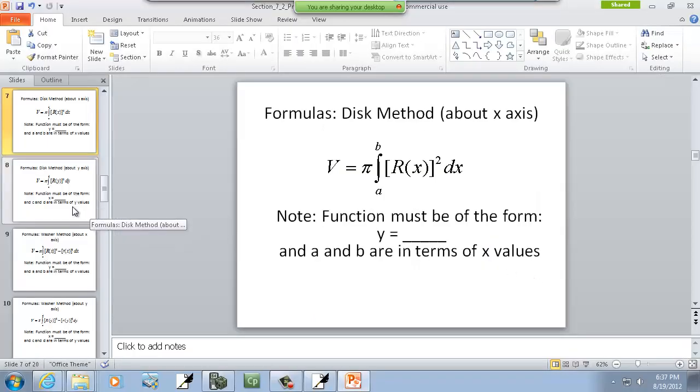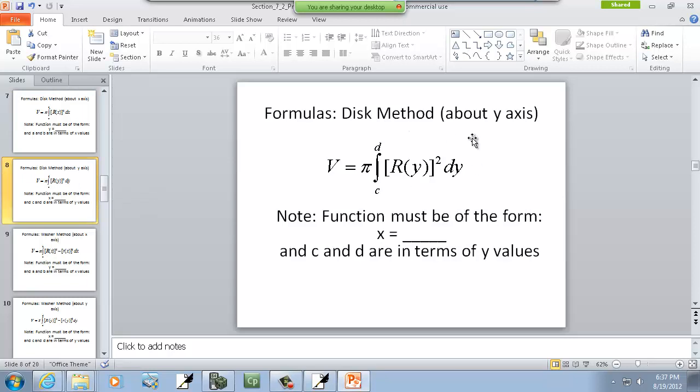Well, here's our formulas. Now this is the disk method. This is when you're given one function, and you're revolving it about the x-axis. The function must be of the form y equals, and a and b are in terms of x values. So revolving around the x-axis, these have to be x values. And specifically, these have to be in terms of x in here. Like y is equal to 3x minus 1, you'd have 3x minus 1 in here. And then dx. So everything's x's.